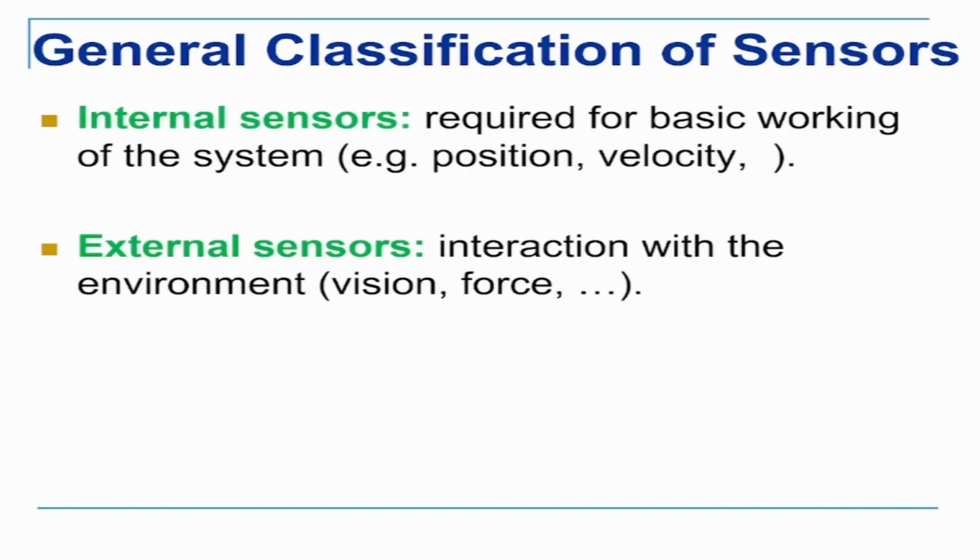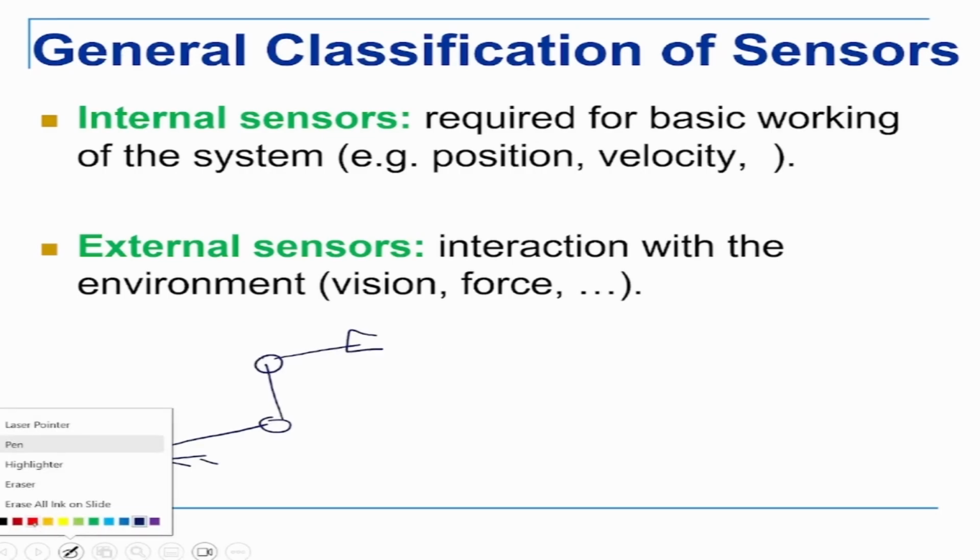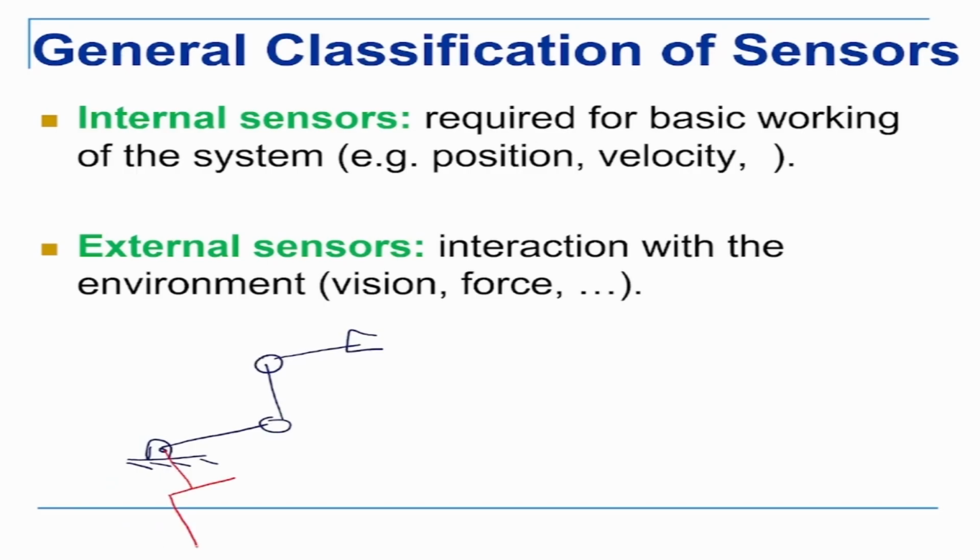Okay, so first we'll talk about sensors, then we'll talk about actuators. So the basic classification of sensors are as internal sensors and external sensors. Internal sensors are required for the basic working of the system, and external sensors are required for interaction with the environment. Now, if you have a robot, how does the robot actually work? At every joint there is an independent joint control which has a motor, it has an encoder, and it has a gear in front.